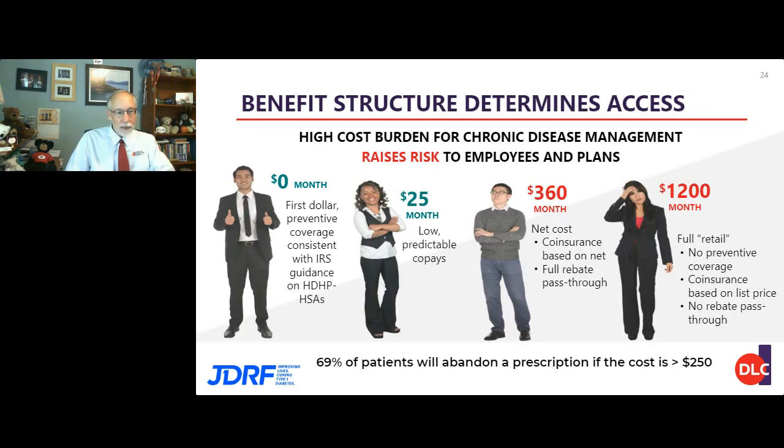And here's another illustration of four very normal plan designs for the cost of, in this case, insulin. But you can have those on the left, that first dollar preventive coverage, a low predictable copay, $0 to $25. You're going to have good adherence to therapy. In the case of insulin, if you're passing through the rebate, they're still paying $360. And this person is probably a type 2 needing a lot of insulin, but that's a lot of money that they're still paying even after you've passed through rebates.